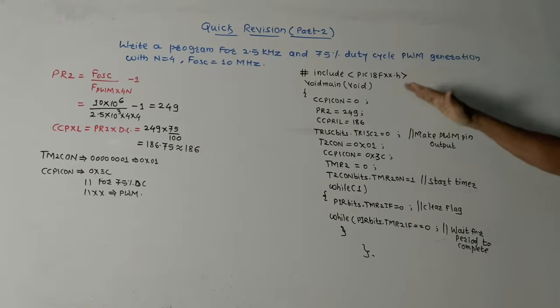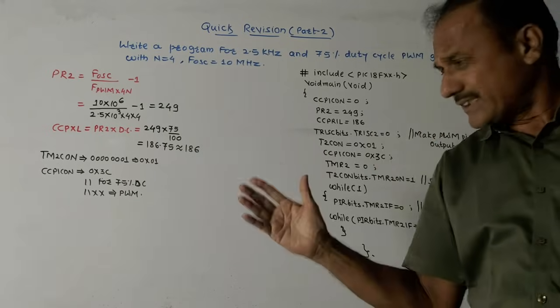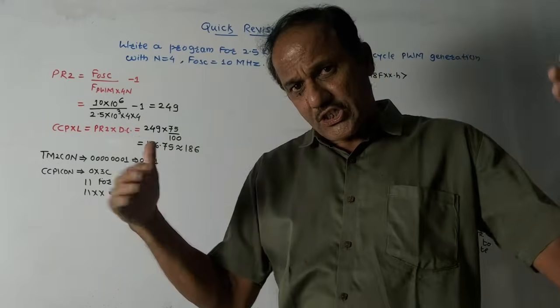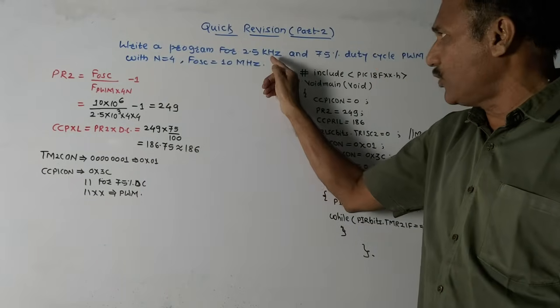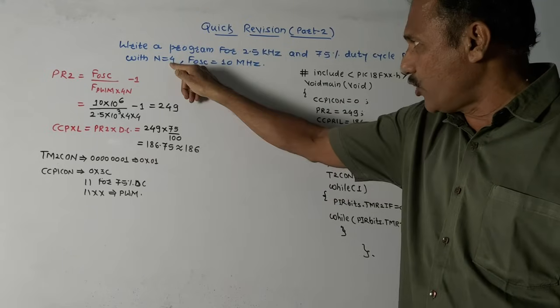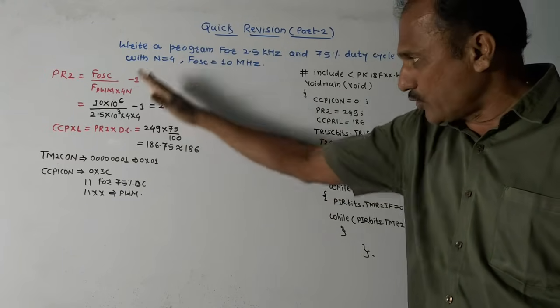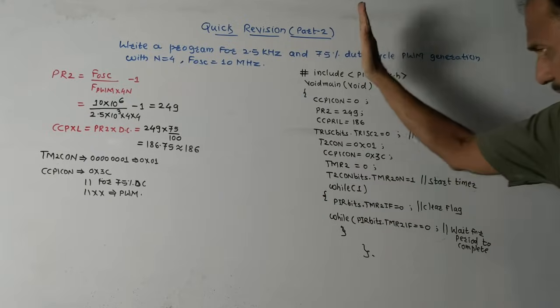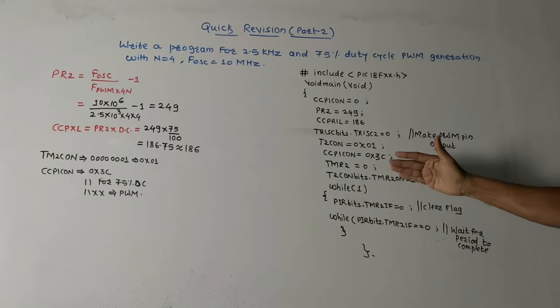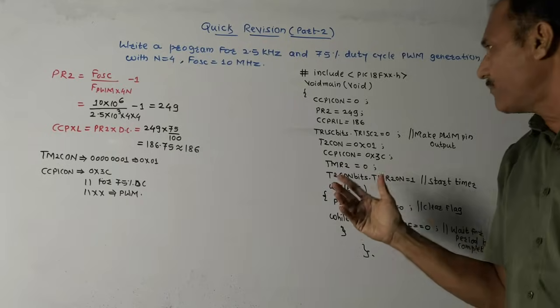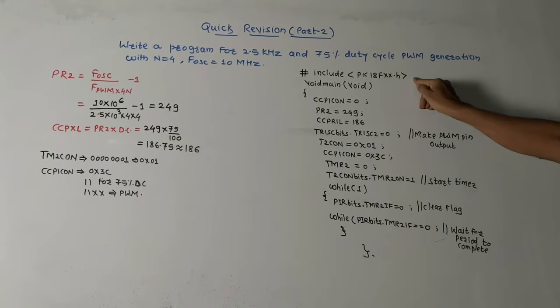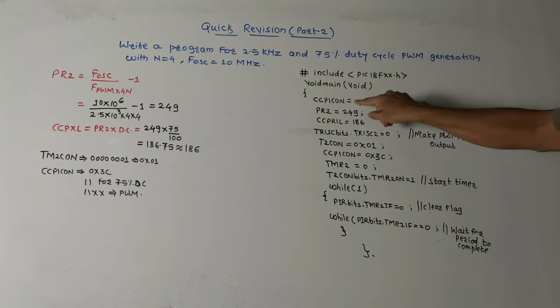Now we will discuss the coding. Dekho, ye program bahut simple hai. Sirf ye calculation har waqt change ho jayenge. Matlab, according to the given value of frequency, value of N and F oscillator, calculations will be changed. Otherwise, the basic program remains the same for each and every generation of PWM. So first we will include header files, then void main.